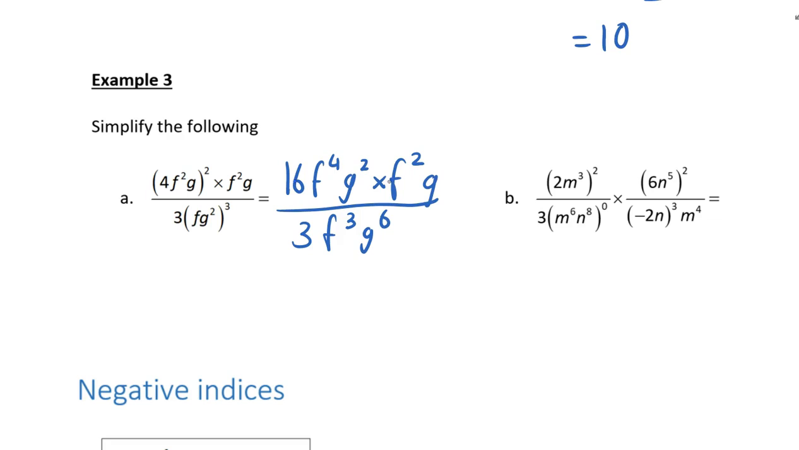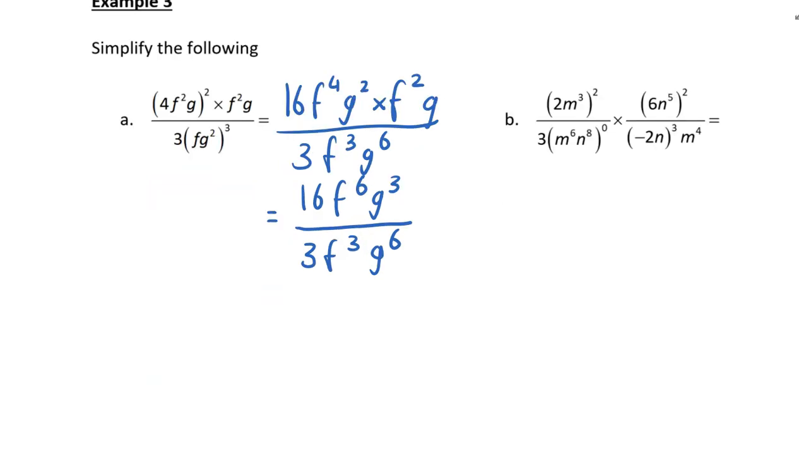Our next step is to combine our numerators, so I'm just going to do that in another line of working. So that was using index law 1 to add our powers along our numerator values. And now we can start cancelling. So f to the power 3 is a denominator. Subtracting 3 here gives us f to the power 3.